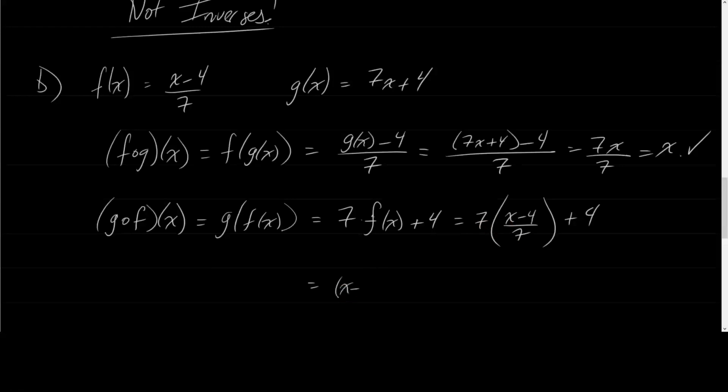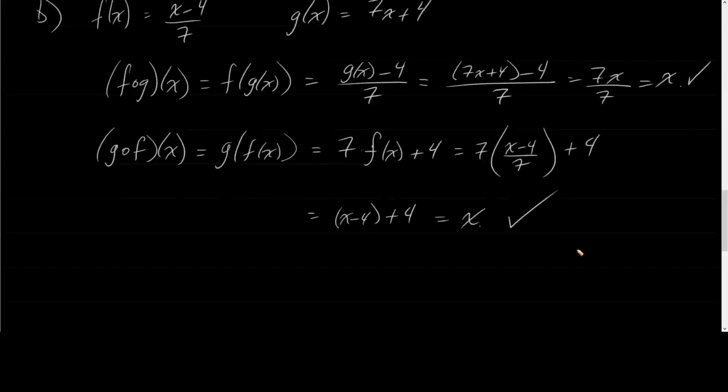Now you'll notice that these 7's cancel each other out. So we end up with x minus 4 plus 4. These parentheses aren't really doing anything. So negative 4 plus 4 is 0, and we end up with just x, which is good. We ended up with just x in both of these. So what this essentially tells us is that g of x is the inverse of f. So yes, these are inverses of each other.